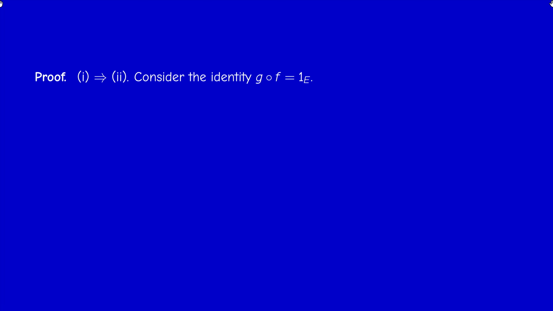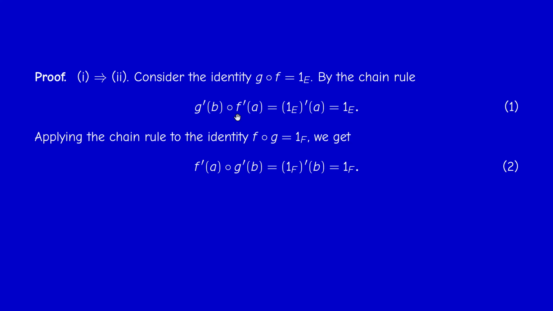1 implies 2 is just the idea that we discussed in the introduction. By definition, G is the inverse of F. So we can write G of F is the identity of E. So when I differentiate it with the chain rule, I get G prime of F of A, which is G prime of B, composed with F prime of A, is the derivative of the identity at A. But the derivative of a linear bounded map at any point is the linear bounded map itself. So this means that G prime is the left inverse of F prime.